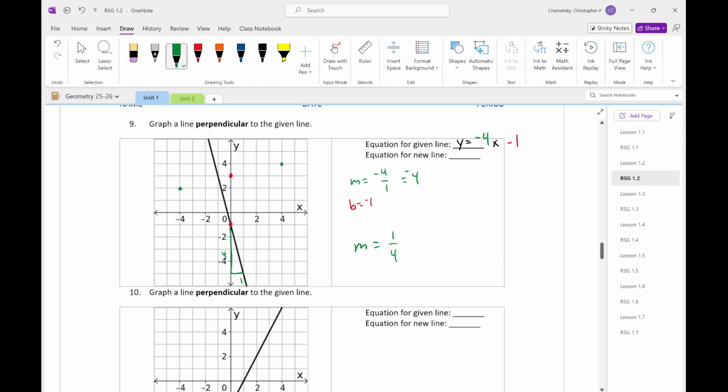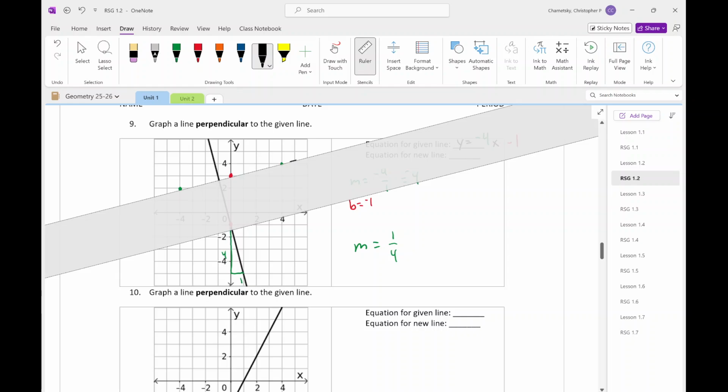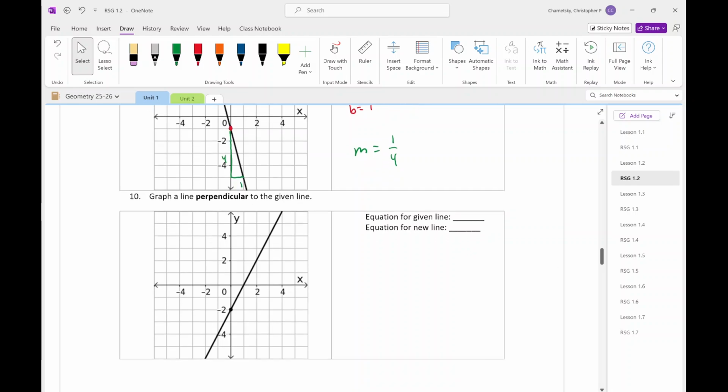Okay, so there's a couple of points. We can graph our perpendicular line. There we go. And this would be an equation of y equals 1/4 x. And the y-intercept in this case is 3. Okay.